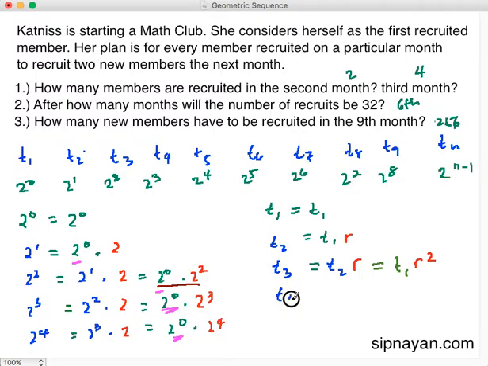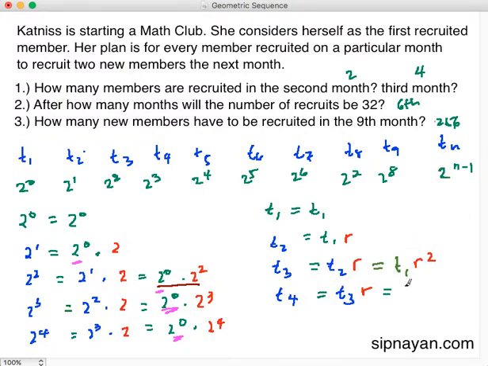And t sub 4 is equal to t sub 3 times r, which is equal to... ano ang t sub 3 natin? Ito siya, di ba? T sub 2 times r siya. But ang t sub, saan na ba tayo? T sub 3 times r. But our t sub 3 is t sub 1 times r squared.